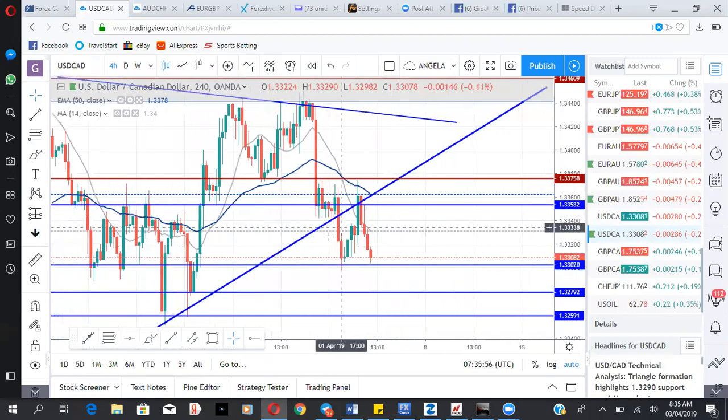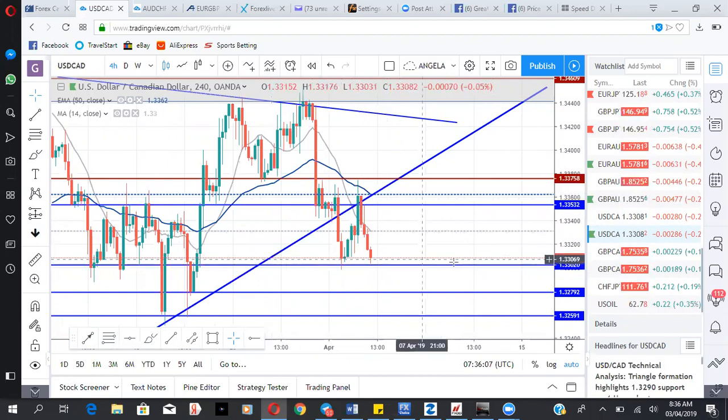As you can see, that seems to be what played out, but price now is at a support area. So there's a potential that it may move back up, or a break below this 1.33, which is a psychological level, 1.3302, and you may see price get to 1.3279.